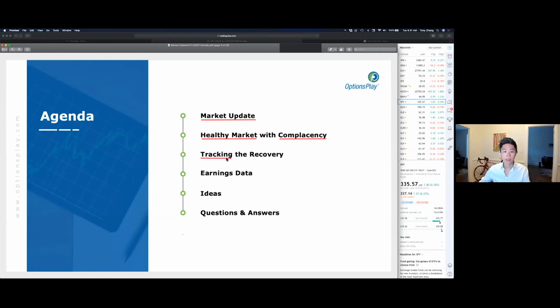And then I want to take a look at tracking the recovery from an economics perspective, just to put into perspective where equity markets are trading, where economic indicators are currently pointing, and how divergent the two are. Then taking a look at the earnings data. So between the recovery data and the earnings data, this is really where we believe a lot of the outperformance in equities has come from. And I want to show you that outperformance versus what our expectations were prior to the recovery. And then lastly, we'll go through some of the ideas.